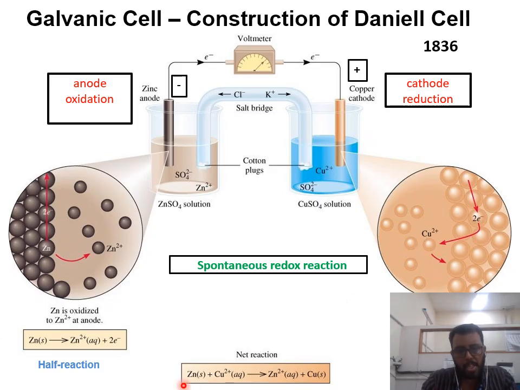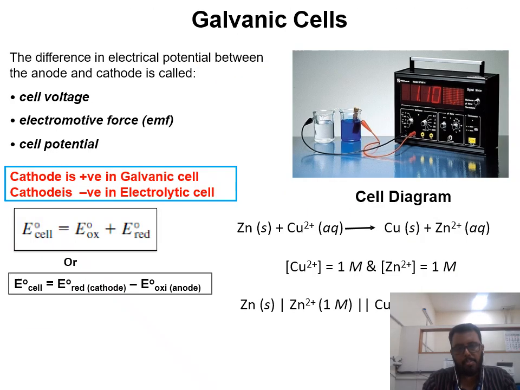So these are the half reactions: zinc oxidation at the zinc anode, how it oxidizes and releases the electrons, and copper, how it accepts the electrons and is reduced. It will be the other way, Cu2+ plus 2 electrons giving Cu. That will be the cathodic reaction. The overall net reaction will be zinc metal plus aqueous Cu2+ ion forming Zn2+ plus copper. So for galvanic cells, this is the diagram.